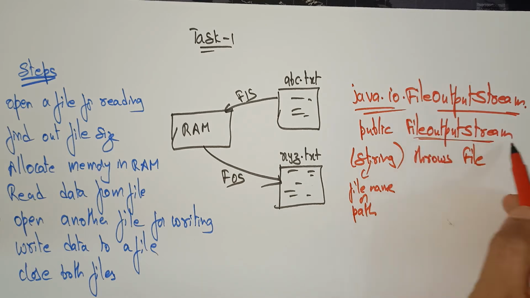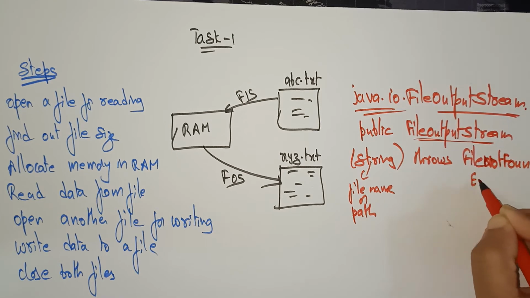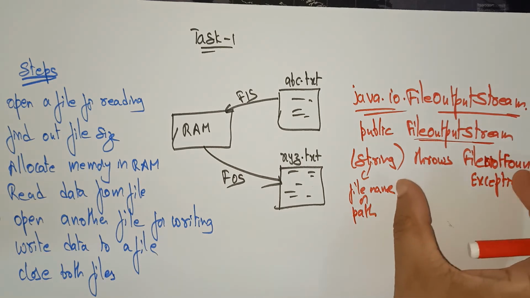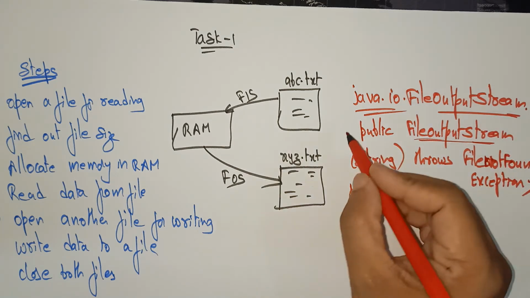So that's why in FileOutputStream, this constructor is required, and FileNotFoundException occurs. And next, it opens a file for writing. So this is trying to open a file for writing. If the file is there, then it will write. Otherwise, it throws an exception. So this is one point.